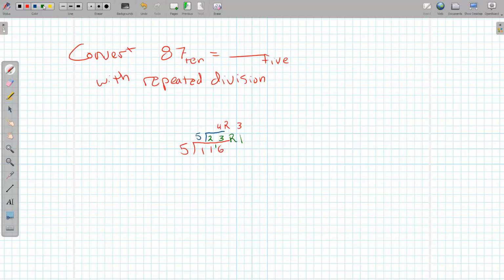And I'm going to do this one more time. Let's use green. I'm going to take 5 into this 4. 5 goes into 4, 0 times. Remainder, anybody? Four. Thank you, Amanda. Yeah. And here's the cool thing. My answer is right there. 4, 3, 1. As I read down.